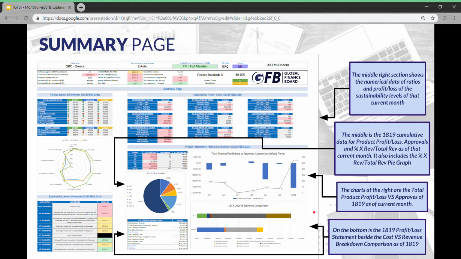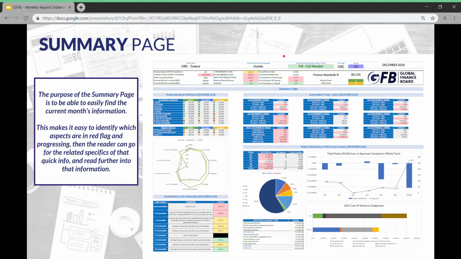what is happening with your financial movement since 1819 started, since August 2018. So since this specific example was based on December 2018, then that means this is more on from August 2018 to December 2018 data. The purpose of the summary page is to be able to easily find the current month's information. So this makes it easy to identify the red flags and how's the progress so far.